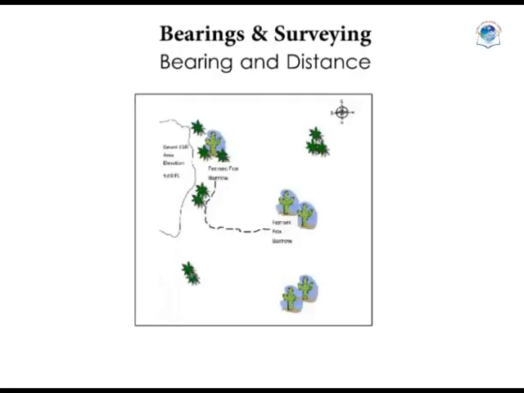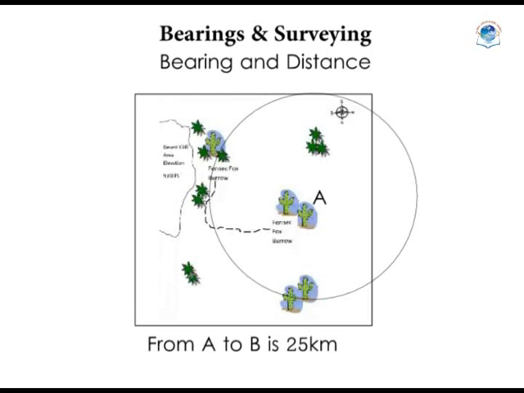When you want to give the position of one place from another, say from A to B, you need two things: direction and distance. If, for example, you tell someone that from A to B is 25 kilometers, the next question will be towards what direction? If you just say 25 kilometers, then B will lie anywhere within a radius of 25 kilometers from A. The direction of a place with reference to another is given using bearing.